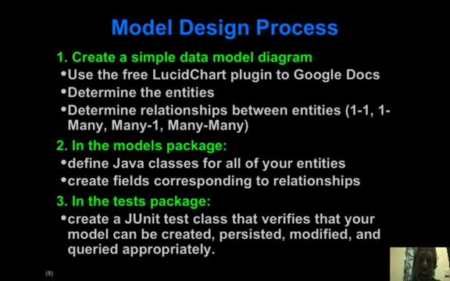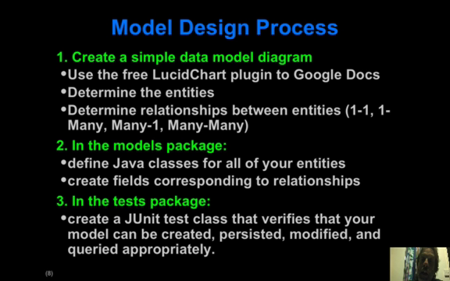Once you've got your simple data model diagram, the second step is to go into the models package, probably creating the models package, because it turns out that when you say play new foo or new application, it doesn't actually create the models package for you, basically because the Hello World application doesn't have a model associated with it. So anyway, you're going to create the models package, and then define a Java class for every entity that you've created in step 1, and create fields for each of the relationships that you've defined in step 1.